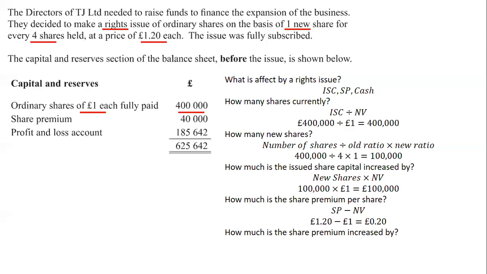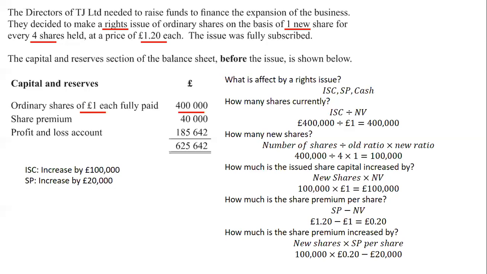So how much is the share premium increased by? Well, it's the number of shares times by the share premium per share. So 100,000 shares times 20p gives us £20,000. So the issued share capital goes up by 100,000, share premium goes up by 20,000. So the cash will go up by both of those. Cash will go up by 120,000 if we needed to know that.